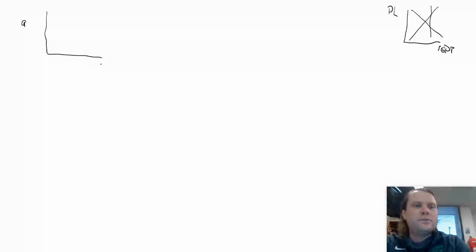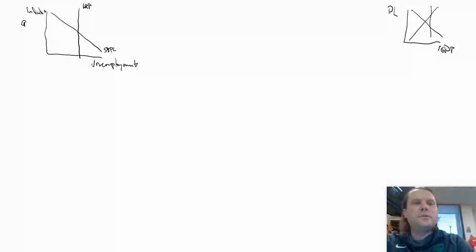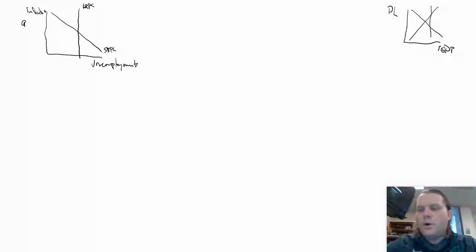I am going to label my Phillips curve. Here's unemployment down here, and here's inflation up here. This is what my short run looks like, and my long run looks like this. Now remember, my long run Phillips curve never moves. It also represents this full employment, this full output that we are looking at.